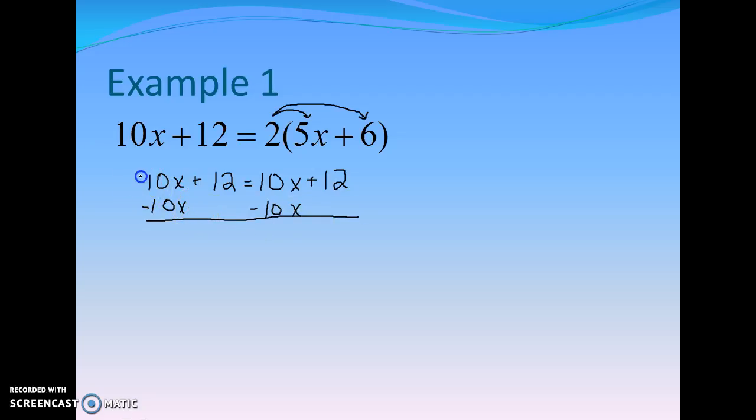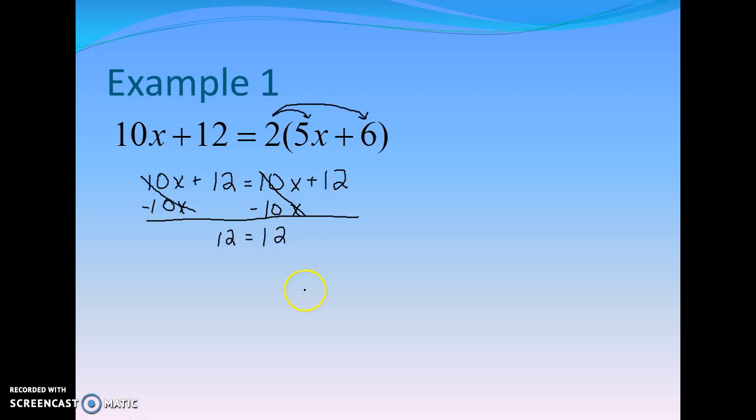Now, when I do that, we end up with these 10x's over on the left side of the equal sign canceling out, and we're left with just our 12. So let's drop that down. We're not used to that happening. Usually we still have an x term over here, but that's what makes this one a different and unique type of problem. 10x on the right side, pardon me, that drops out with the other 10x. And we're left with a 12 on the right side as well.